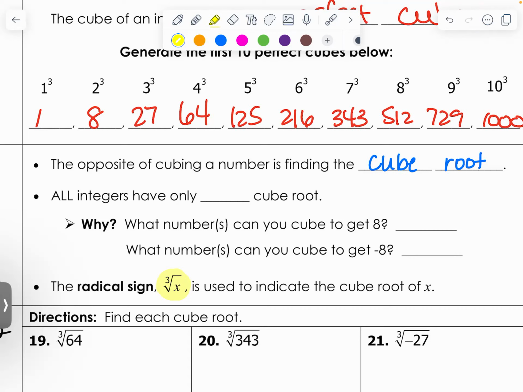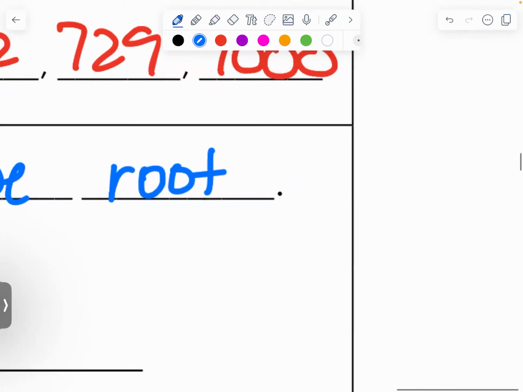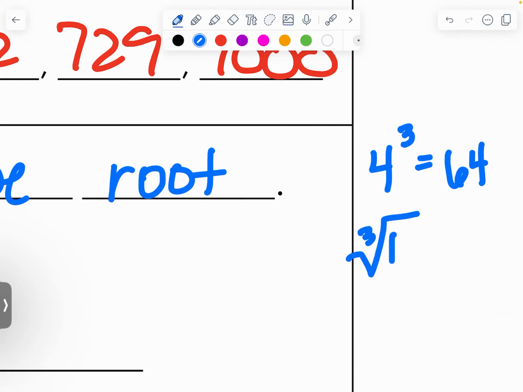Okay, now, unlike square roots, all integers only have one cube root. Let's talk about why. First of all, since 4 cubed is 64, then we're gonna say the cube root of 64 is 4. Okay, that's where we're going with this.